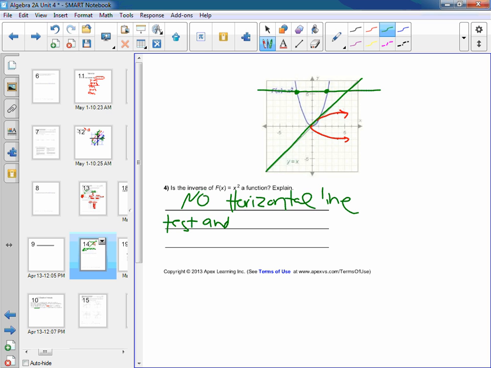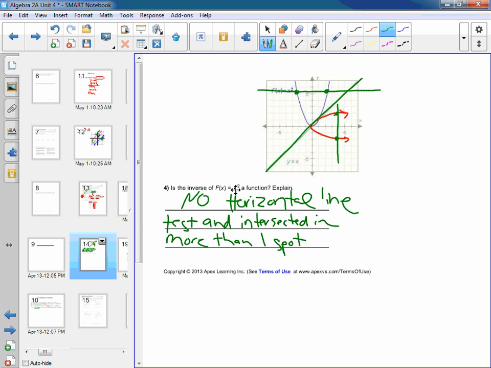And it intersected in more than one spot. And I actually did graph the inverse, so we actually could have done the vertical line test to say that, you know what, that inverse is not a function. But you do not have to graph the inverse to tell if the inverse is a function. You can just do the horizontal line test on the original.